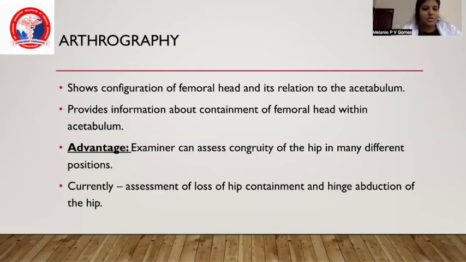Arthrography. This shows the configuration of the femoral head and its relation to the acetabulum. It provides information about the containment of the femoral head within the acetabulum. The advantage of this is the examiner can assess congruity of the hip in many different positions. Currently, it is used for assessment of loss of hip containment and hinge abduction of the hip.